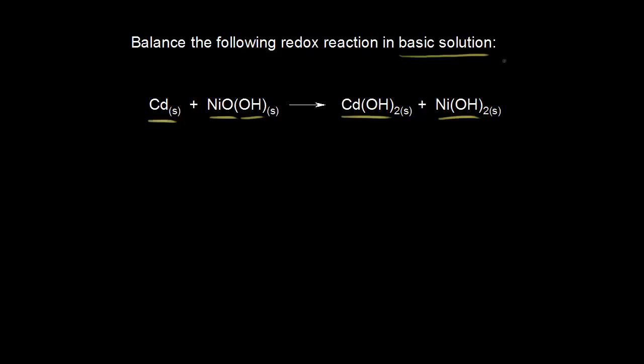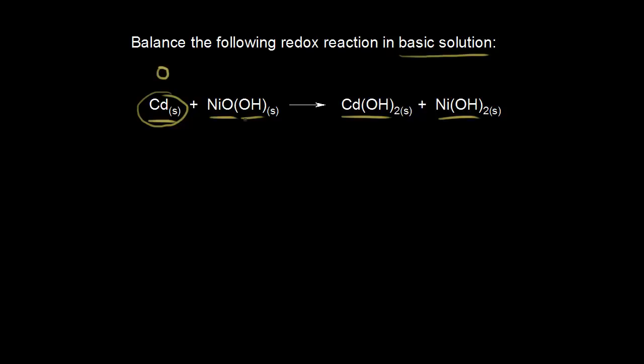So I showed you a video with all of the steps. So this video is a review of what to do. Remember, you pretend like it's an acidic solution, and then you can change it to a basic solution. The first step is to assign oxidation states. So we start with solid cadmium, and for cadmium metal, this is an element, so the oxidation state is 0.